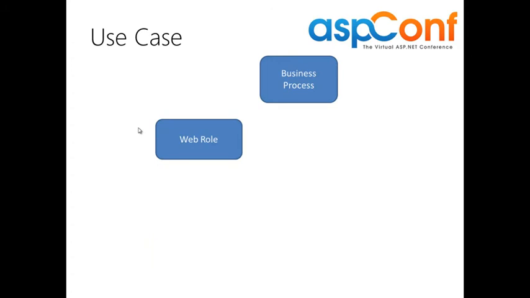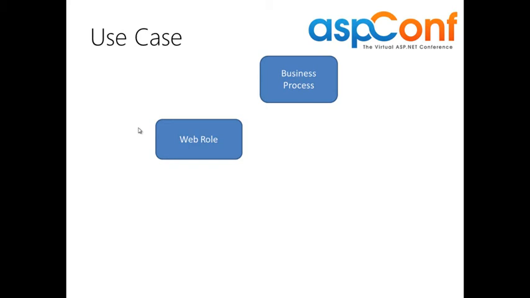Here's the common use case for using queues. Let's say I have a web role, and a web role is essentially a web application or a web service that responds to some kind of input. So let's just assume that in this case it's a website.